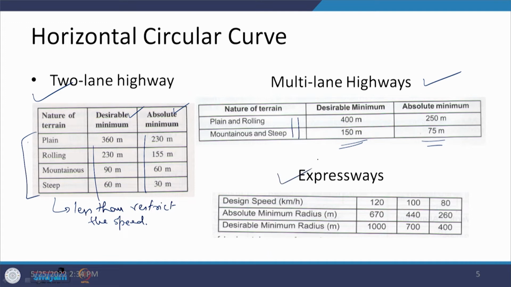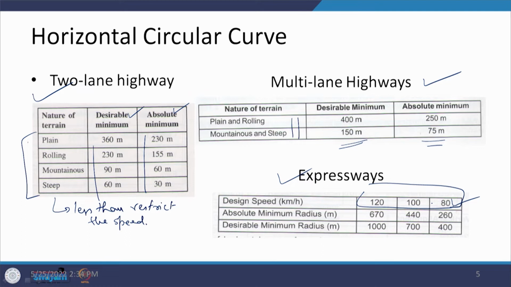The same is the case in the case of expressways, where the design speeds which we have talked about can be up to 120 kilometers per hour with a minimum value of 100, and an absolute minimum of 80 kilometers per hour. So, for these three sets of values, again the desirable and the absolute minimum radius has been defined.